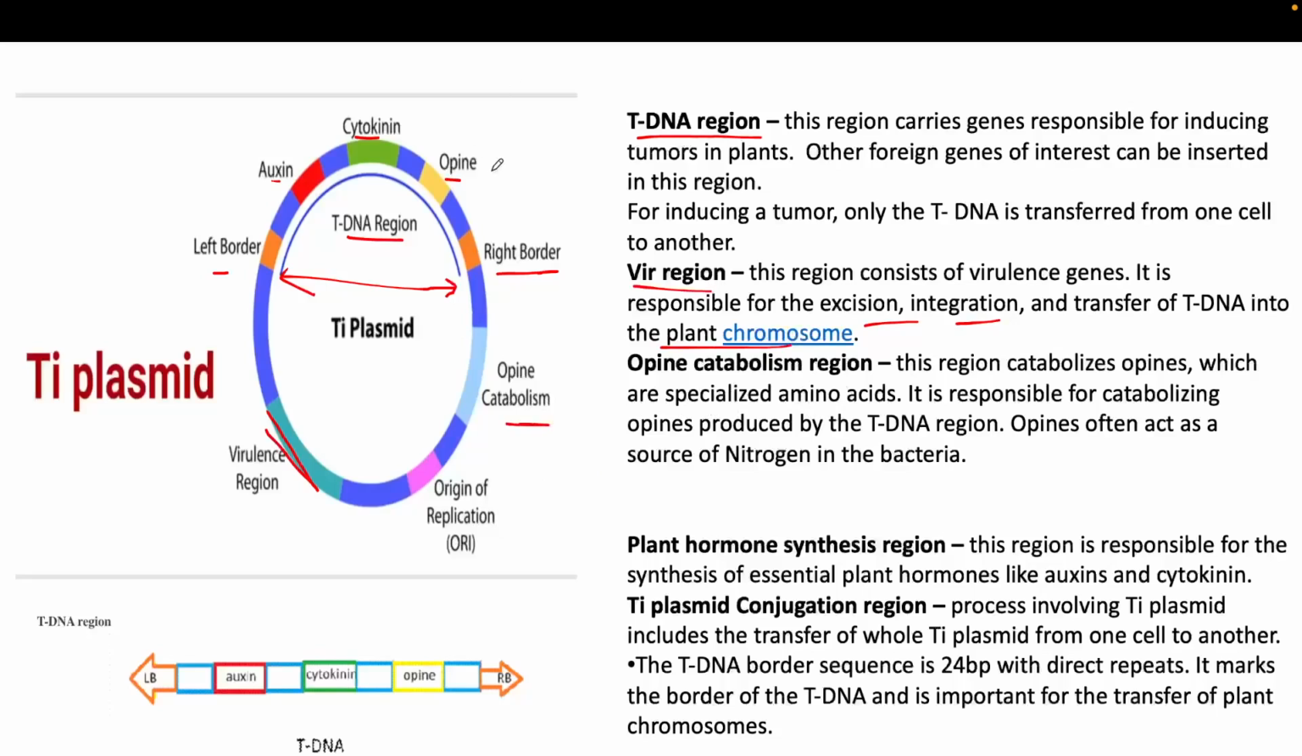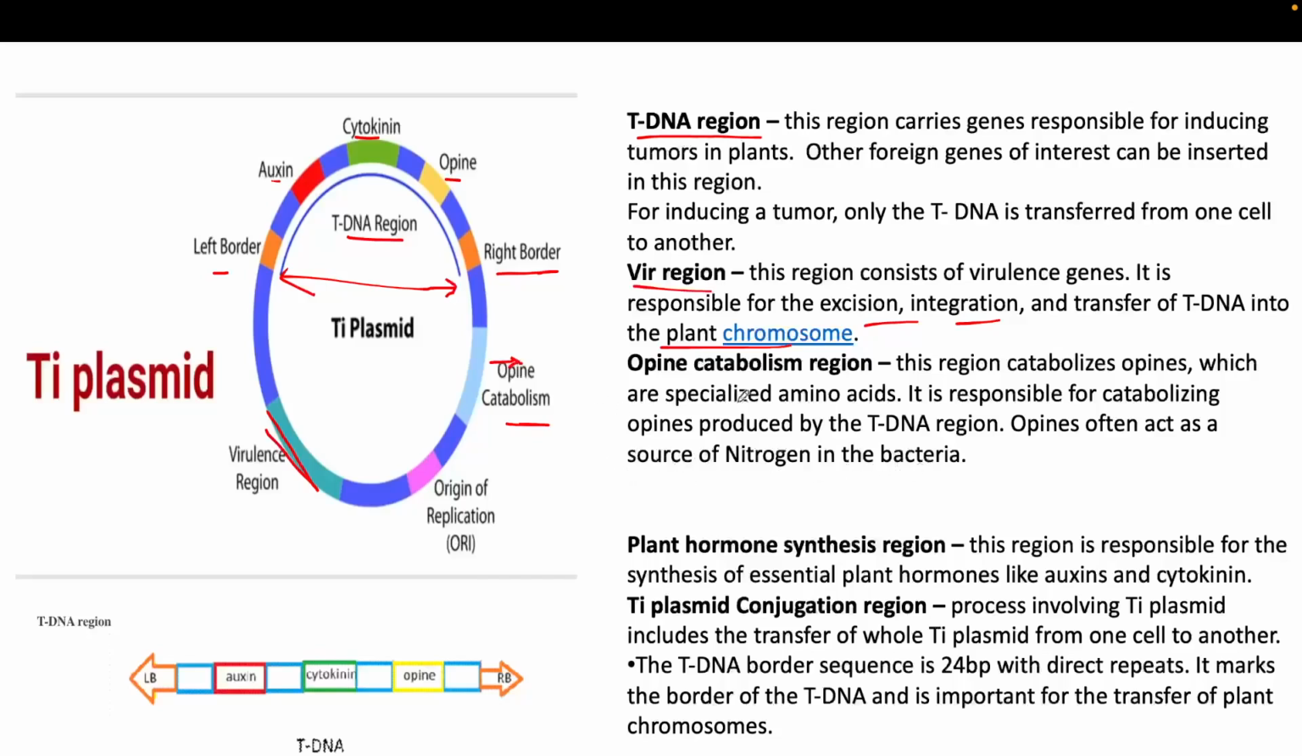Suppose the nopaline type of opine is being produced, then catabolism will happen by producing the opine catabolism protein. This opine catabolism protein is required to catabolize the opine produced by this Ti plasmid. Opines are specialized amino acids, a nitrogen and carbon source, produced by the T-DNA region, and opine often acts as a source of nitrogen in the bacteria.